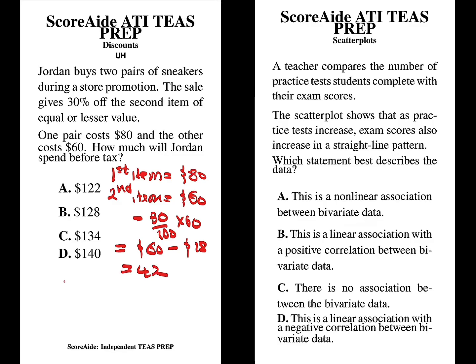So the total spend before tax, they're going to spend $80 plus $42, which is going to give us what? $122. So the answer is going to be A, right? It's going to be A.